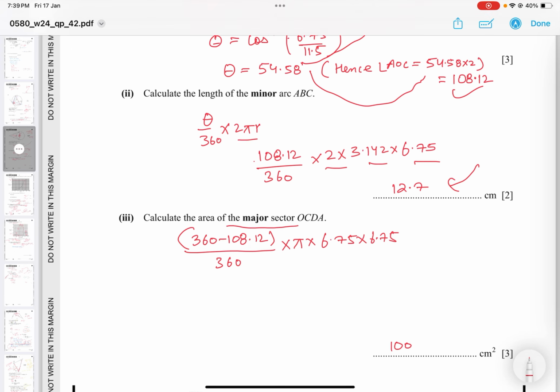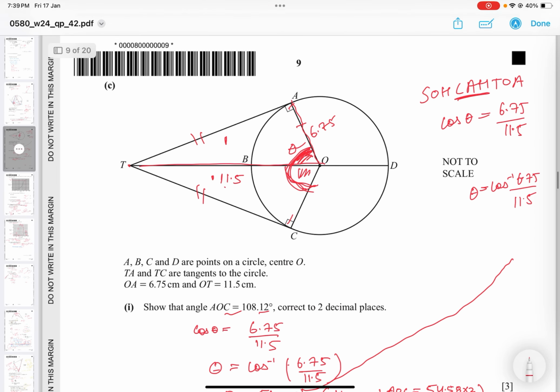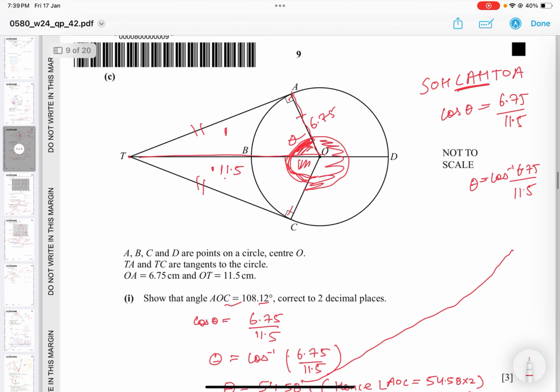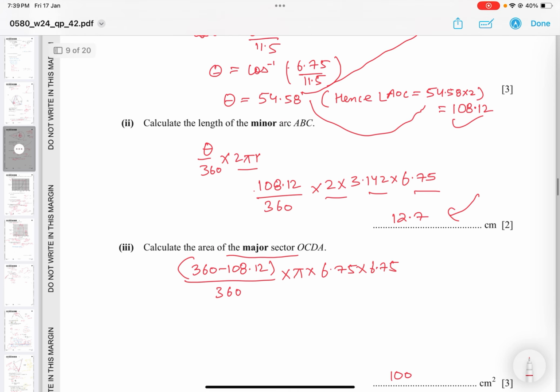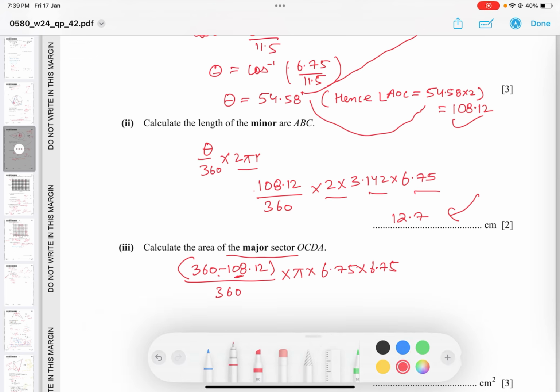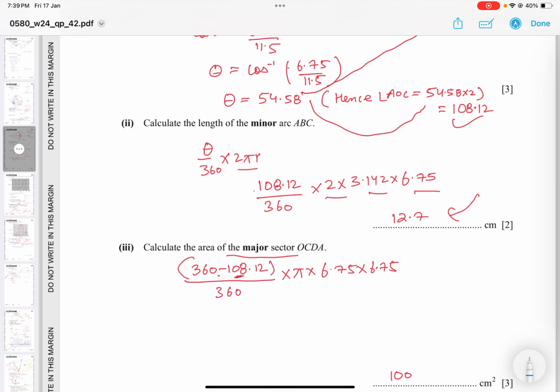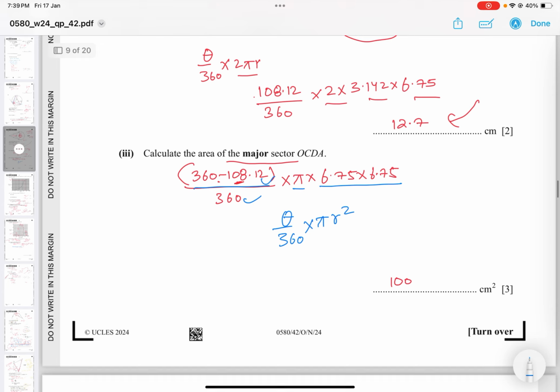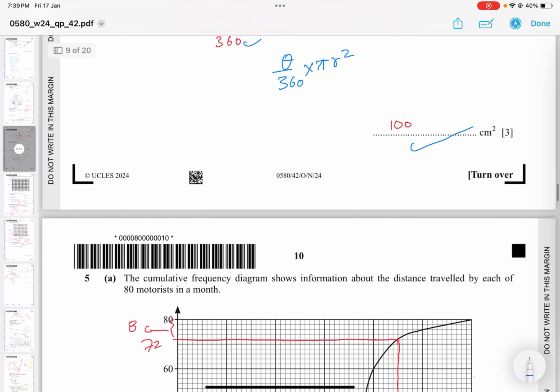Area of the major sector. See this major. How can I find this angle first? This angle is very simple. Just subtract theta: 360 minus theta, that would be 360 minus 108.12. Then, divided by 360, the formula is theta upon 360 times pi r square, and we can get our answer.